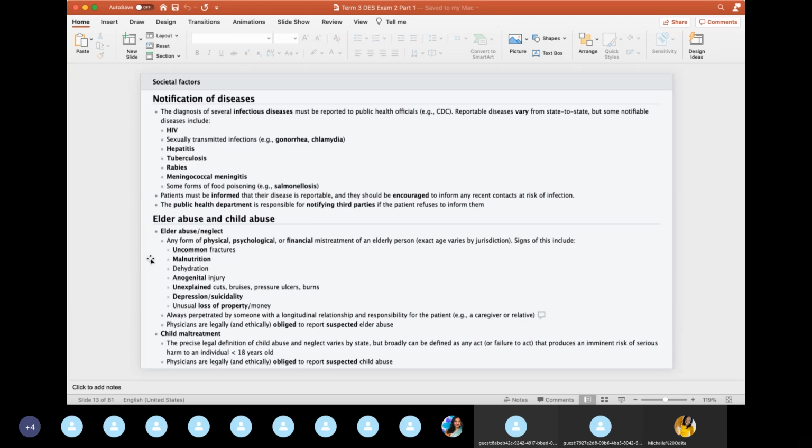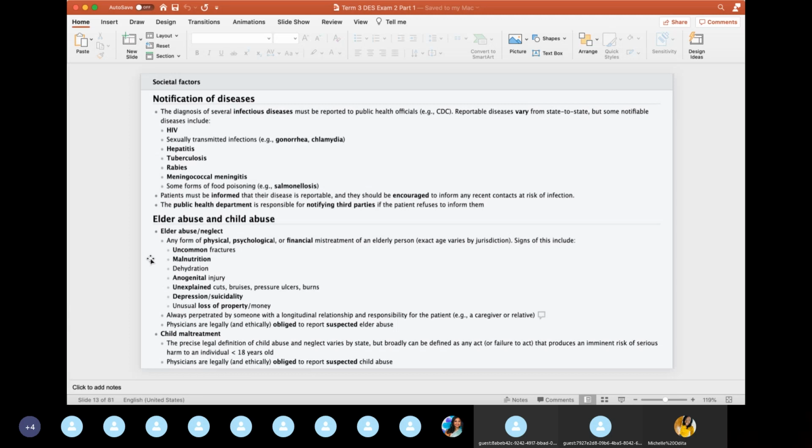Next, elder abuse, child abuse. Elder abuse signs and symptoms: malnutrition, unexplained cuts, depression, loss of property. You, as the physician, are legally obliged to report suspected abuse. Remember the keyword, even though it's suspected only, you are legally and ethically obligated to report suspected elder abuse. Also for child abuse, the same thing, okay? Even though it's suspected, you have just a hint.